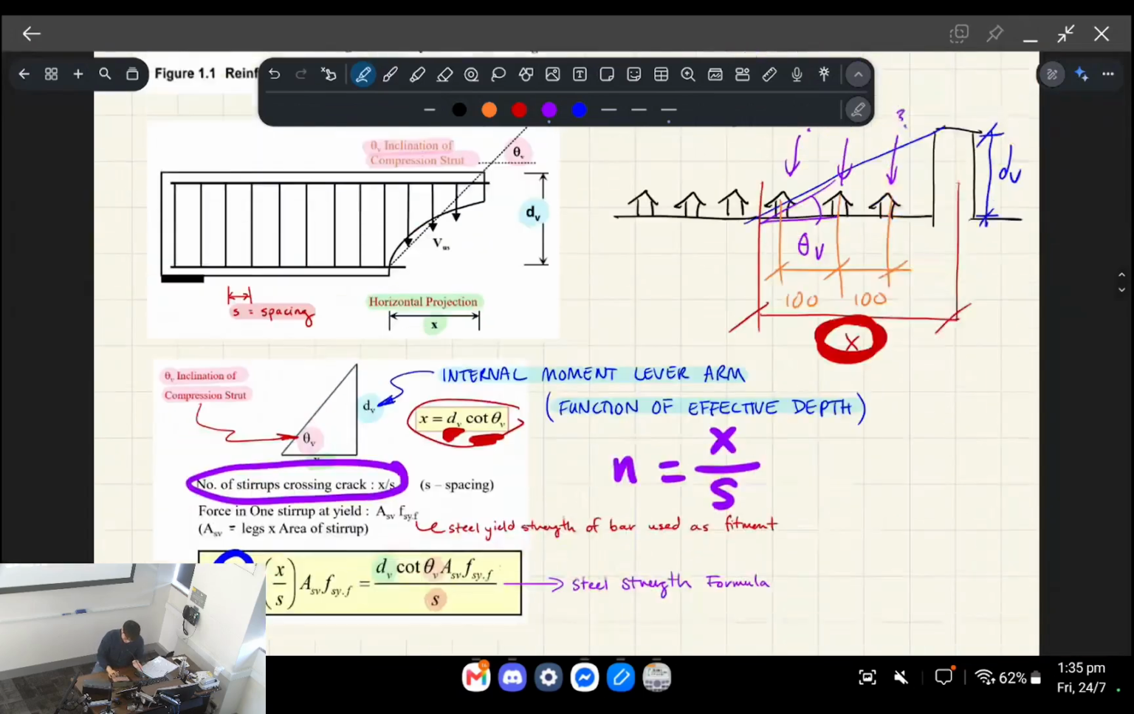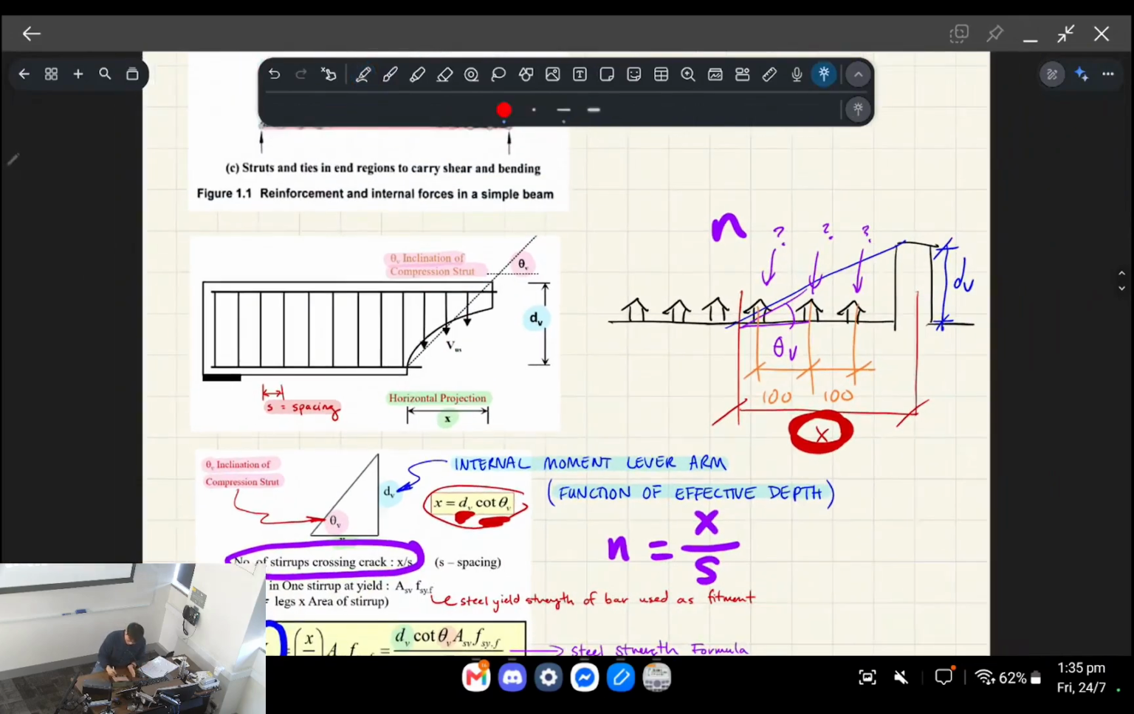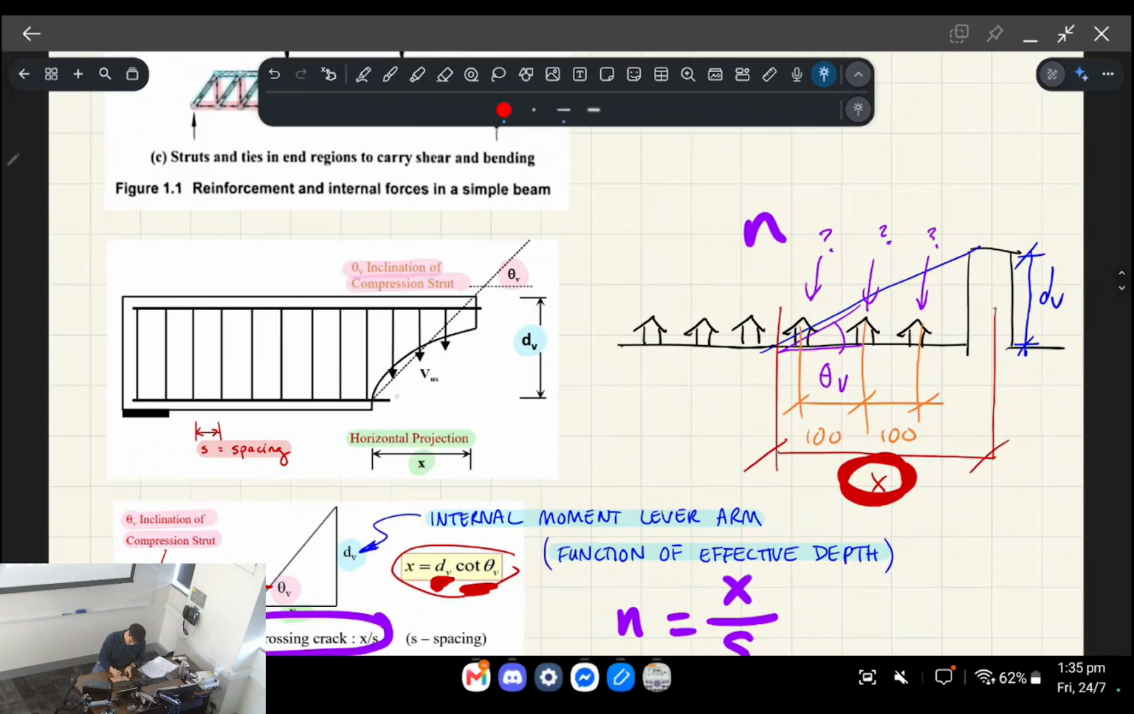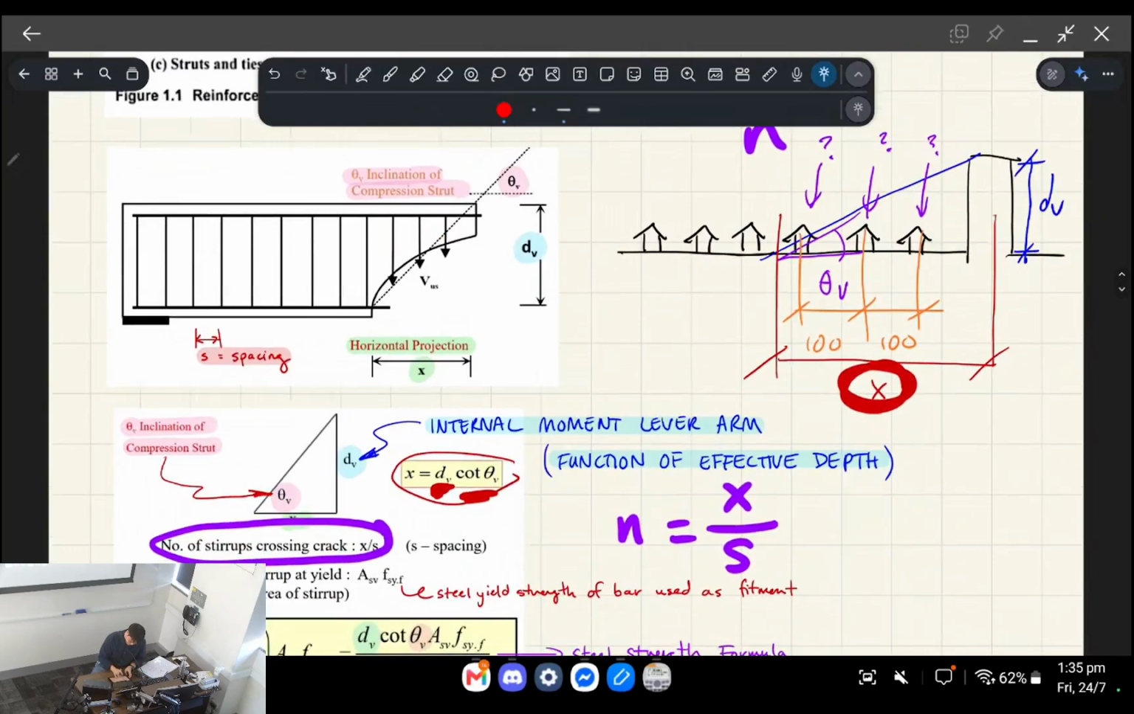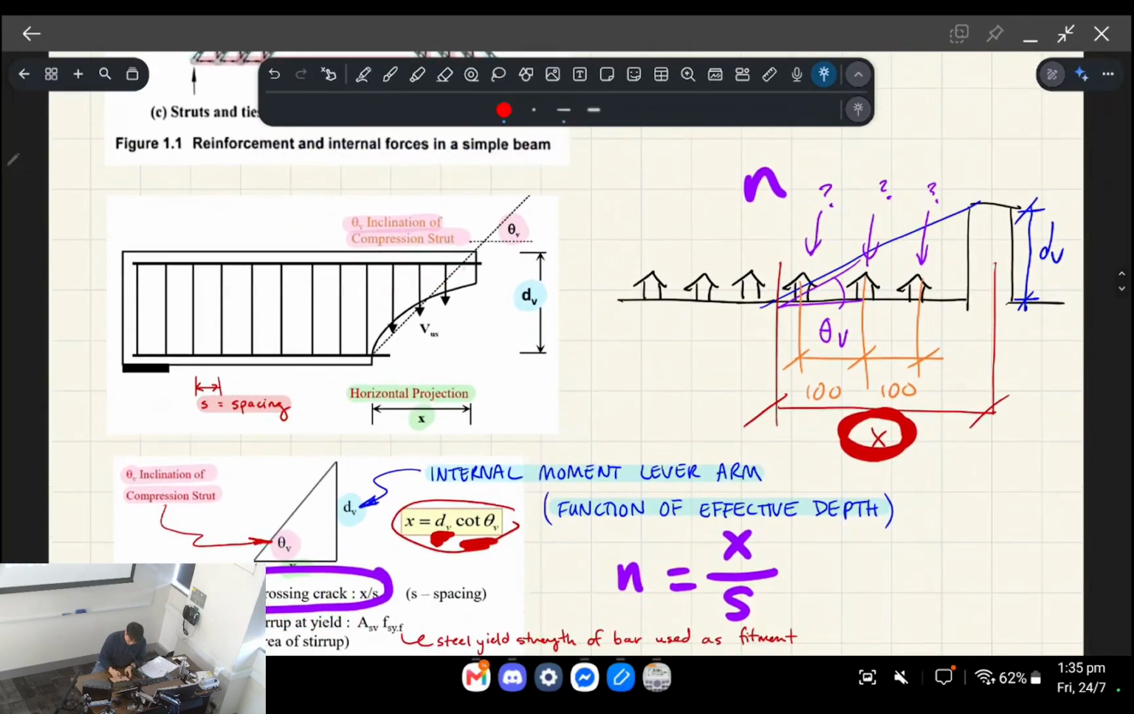Okay, let's get rid of this analogy. What I'm trying to say is the number of stirrups crossing a crack is the number of stirrups per diagonal strut of concrete. Okay, that's ultimately what the formula is getting at.